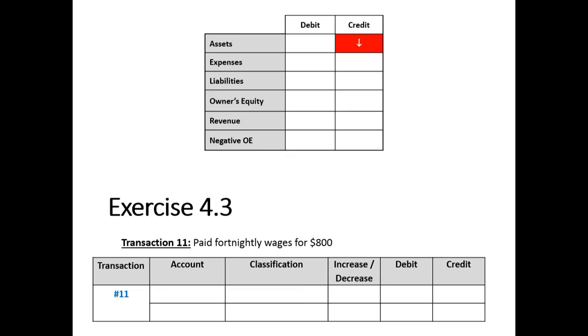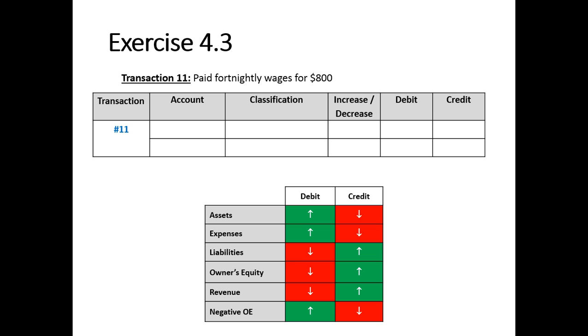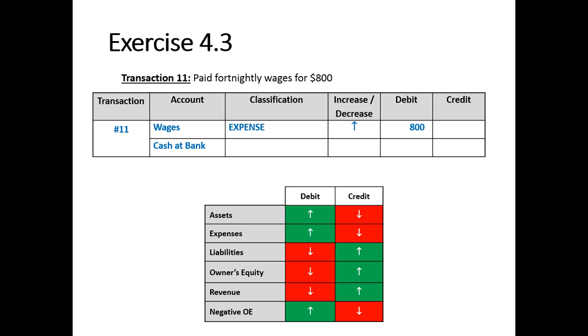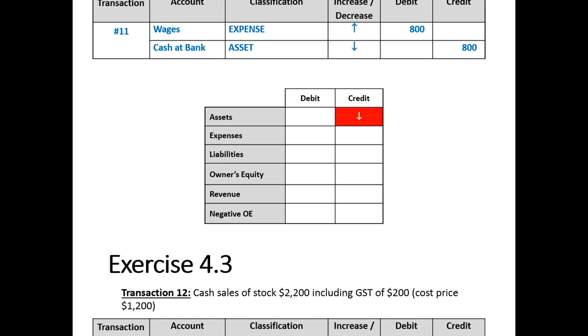Transaction 11, we've paid fortnightly wages. Now remember, this is an expense, but it doesn't have GST. There's no GST on wages. So wages expense is going to go up, that's a debit, and cash at bank, which is an asset, will decrease, and that goes down on the credit side.